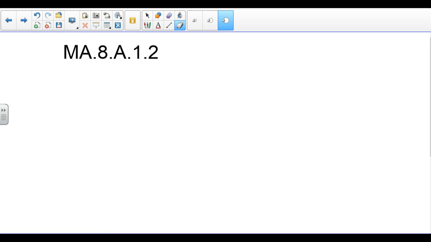We are doing benchmark MA.8.A.1.2 that deals with understanding the slope, the x and y intercept. So you guys did very well on the pre-test, so this is going to be very quick and painless. Alright, so let's go ahead and get started.